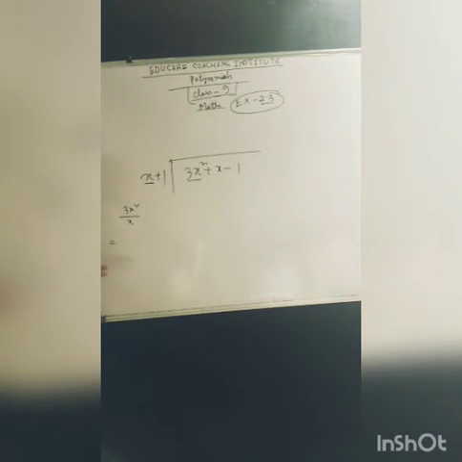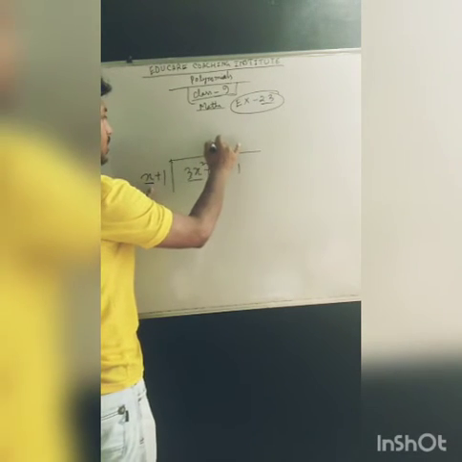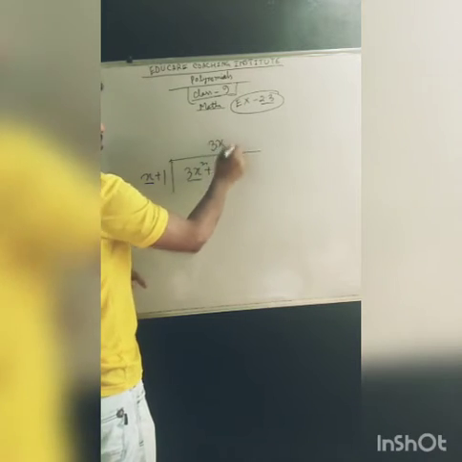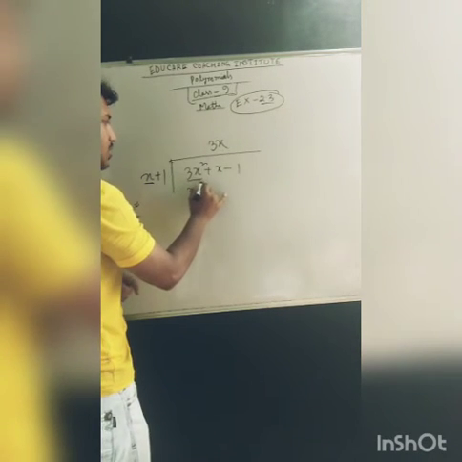What is the quotient? x square divided by x, the x cancels. It will be 3x here. The coefficient of x is 1, 3 divided by 1 is 3, simple. Okay? So x into 3x will be 3x square.